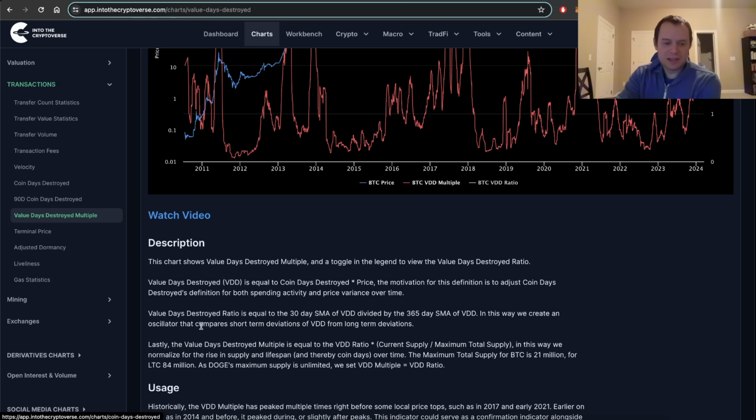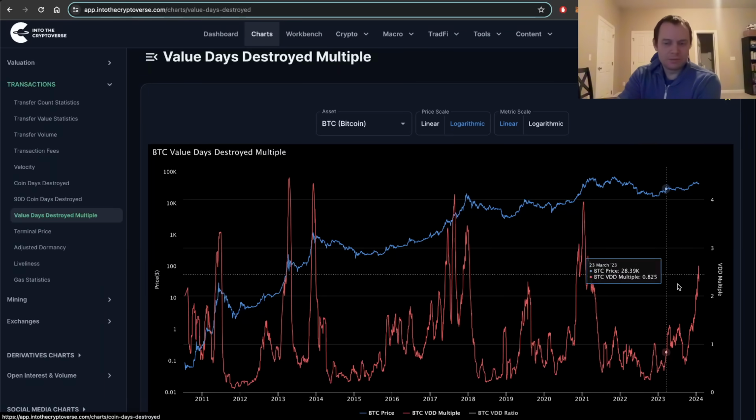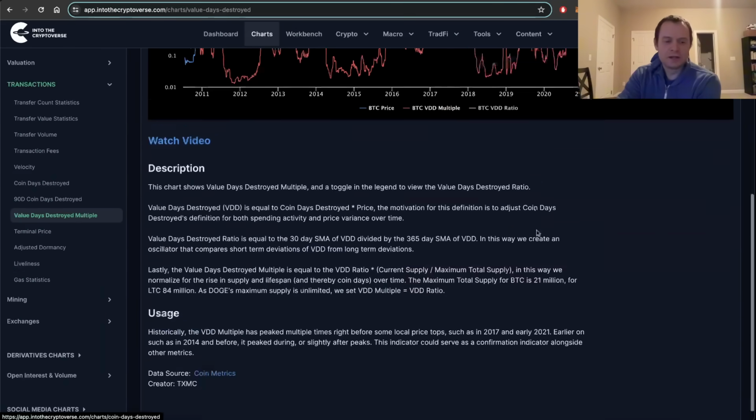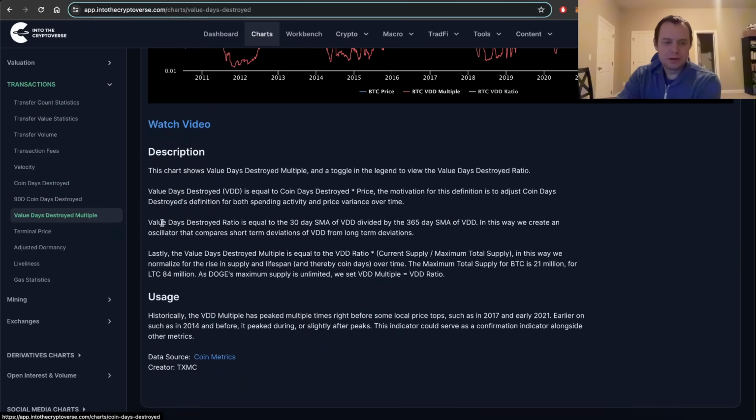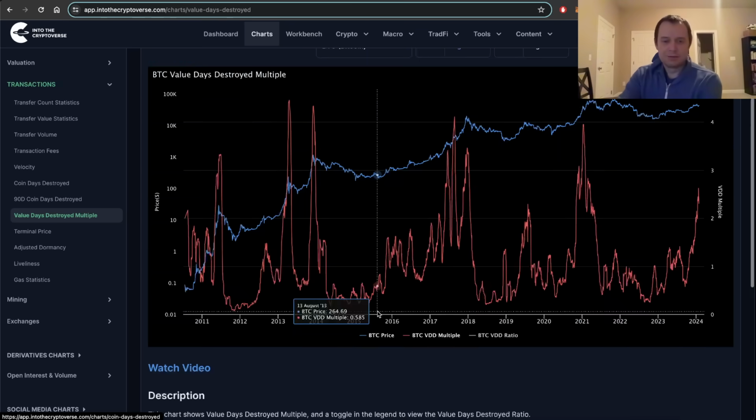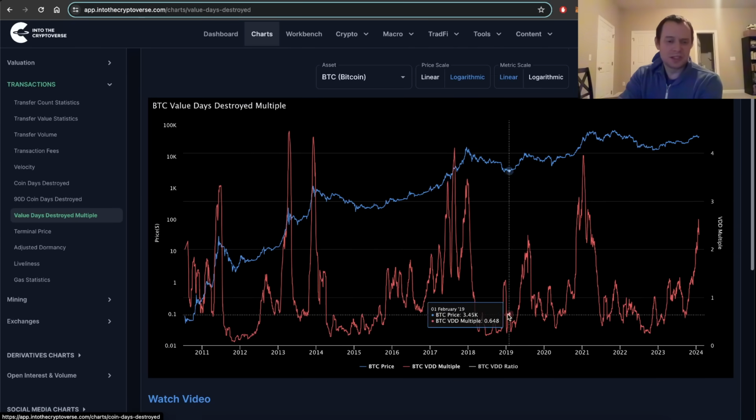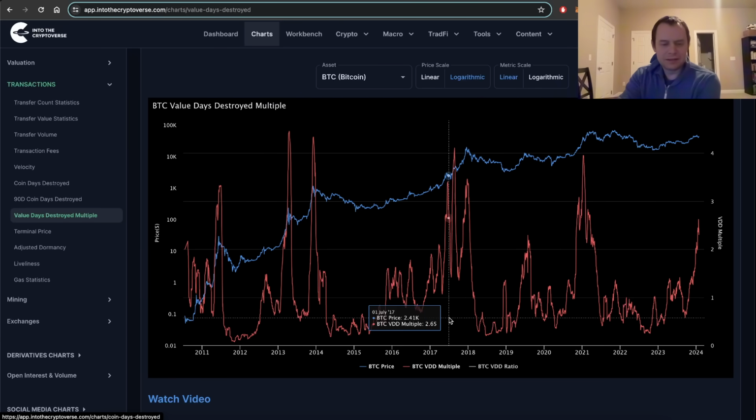This way, we create an oscillator that compares short-term deviations of this from long-term deviations. And then finally, the multiple, which is what we've come to show in this chart, is equal to the value days destroyed ratio times the current supply over the maximum total supply. So we're just normalizing for the rise in supply and lifespan over time. So now that everything is as clear as it possibly can be, let's just look at the chart. Sometimes you just got to look at the chart and get an idea of what's going on.